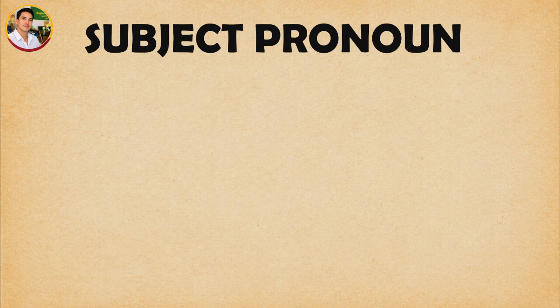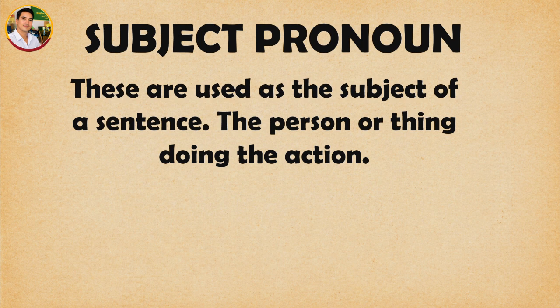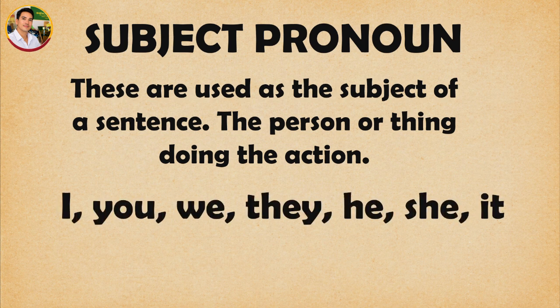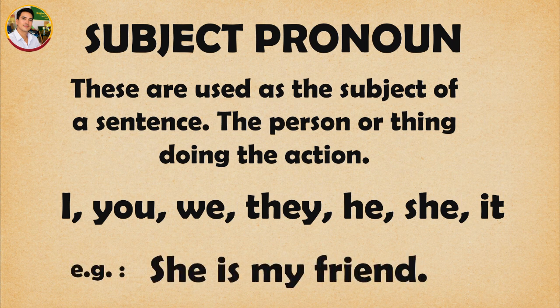First, subject pronouns. These are used as the subject of a sentence, the person or thing doing the action. We use I, you, we, they, he, she, and it. For example, she is my friend. Here, she is the subject. It tells us who we are talking about.